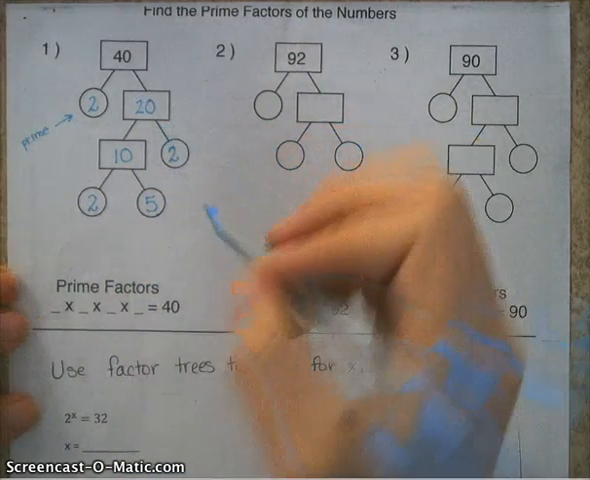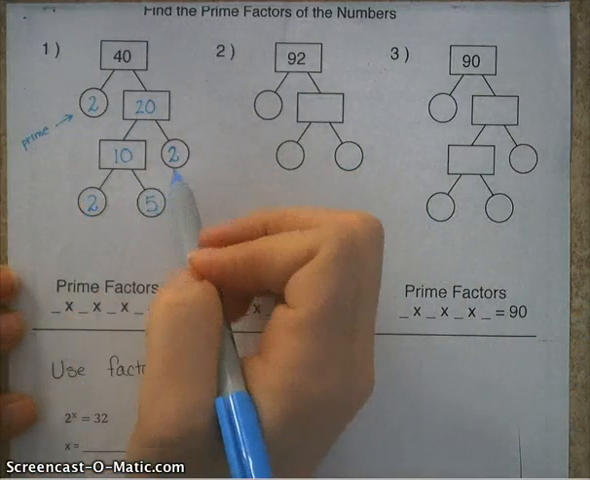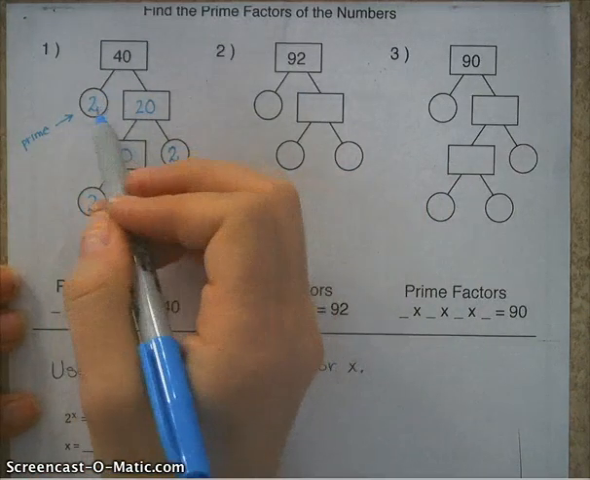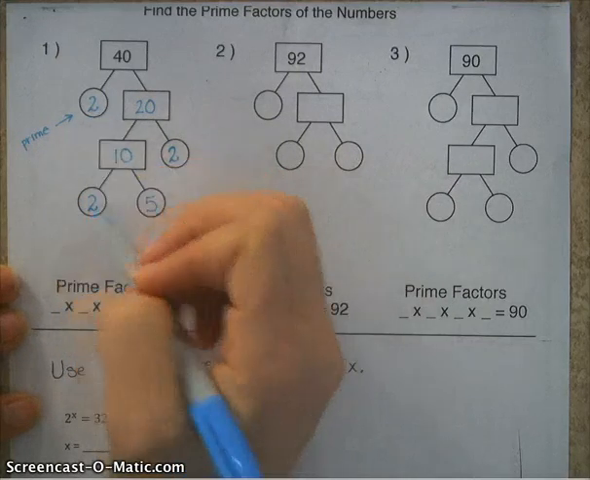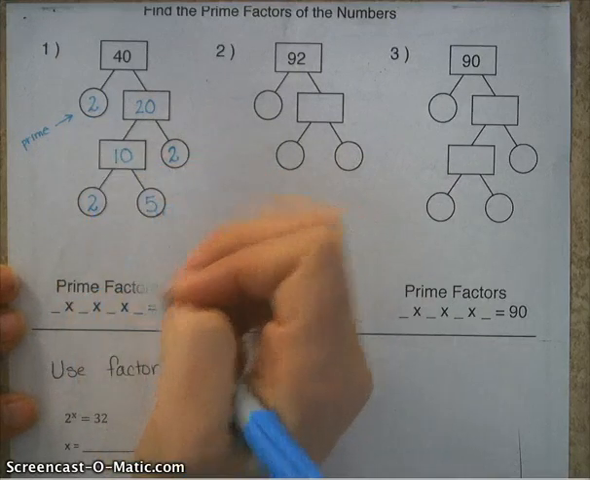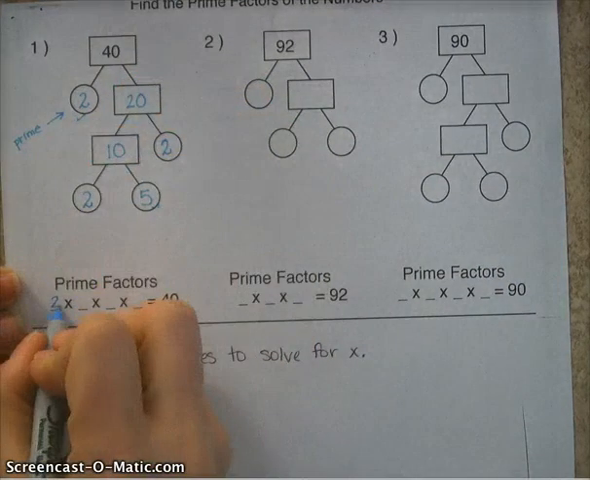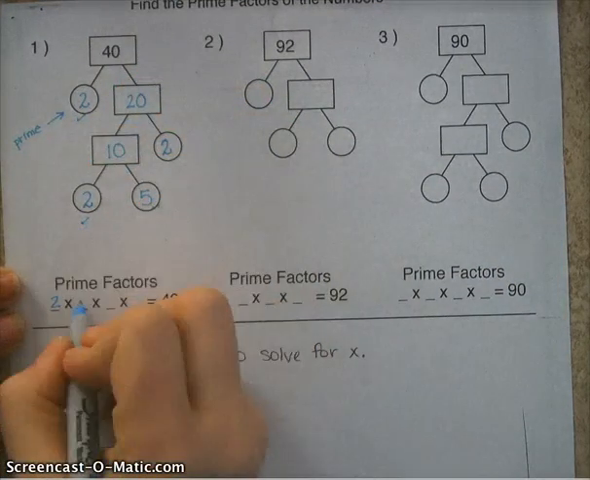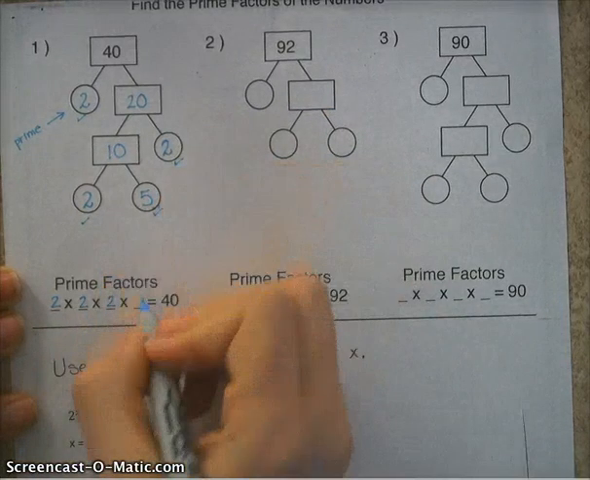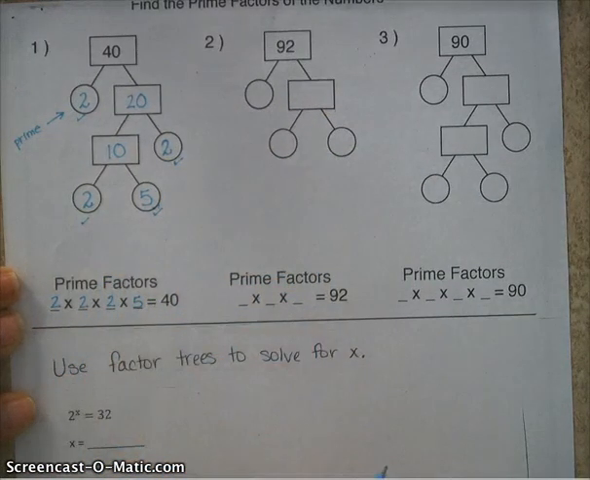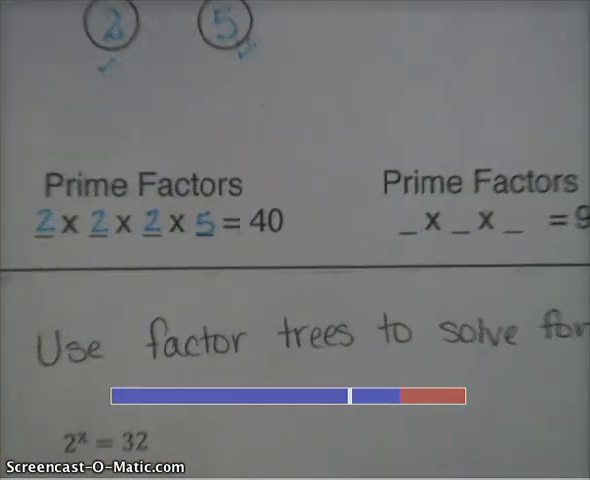Now the next step, where it says prime factors, we look at all of these that are at the tail end of the tree. It's almost like these are branches, and these are the leaves sticking off of it. So once you get all the way down to the leaves, that's the numbers that you write down here. So I'm going to look at them. I've got 2 times 2, and since I have a 2 over here, I'm going to write that in there too, and then 5. So we've got 2 times 2 times 2 times 5 equals 40.